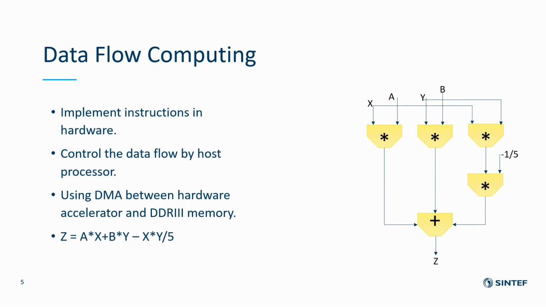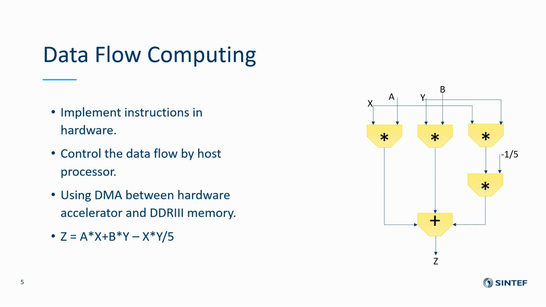But why data flow computing? Data flow computing is implementing instructions in hardware. Maybe the main difference between this and traditional computing with CPUs is this one. We control the data flow by a host processor, another processor that is beside the accelerator, and then use DMA between the hardware accelerator and DDR3 memory to feed and get the data to and from this accelerator.